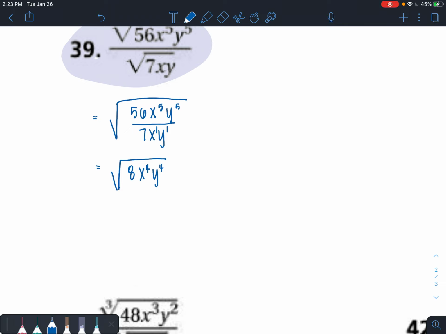So then the square root of 8, I have to think of a perfect square that divides 8. It's going to be 4 times 2. And then I divide each of these by 2 as well because my index is 2. So I get 2x squared y squared radical 2 as my answer.